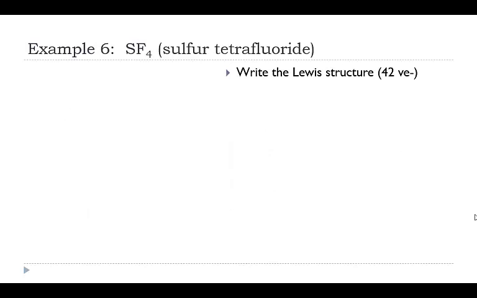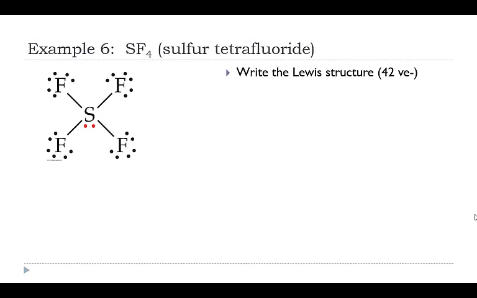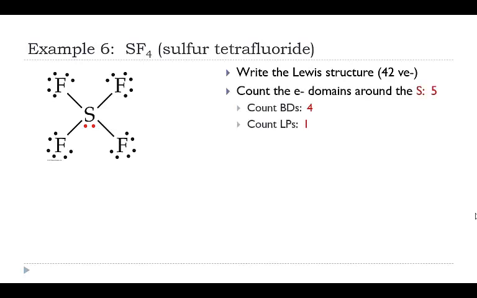Example 6, sulfur tetrafluoride. We write the Lewis structure. It has 34 valence electrons, so this has an expanded octet, more than an octet. We count the electron domains around the sulfur. There are 5, 4 bond domains, and 1 lone pair.